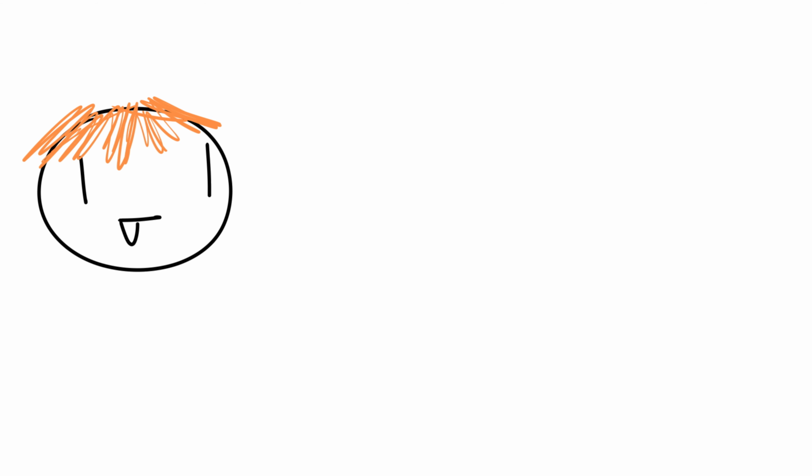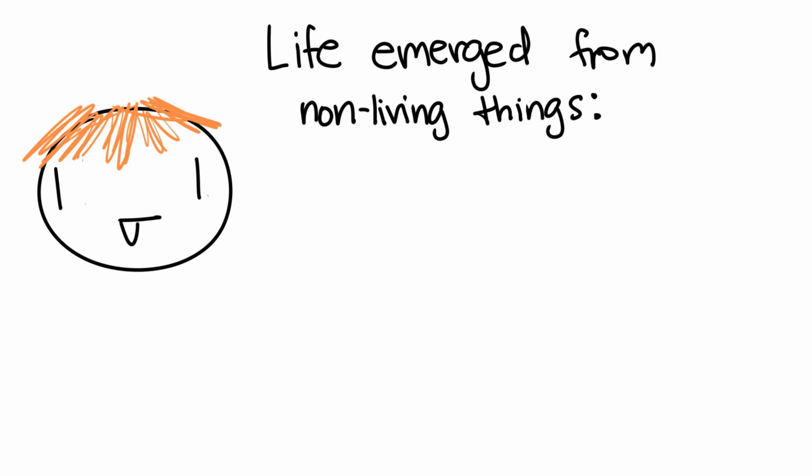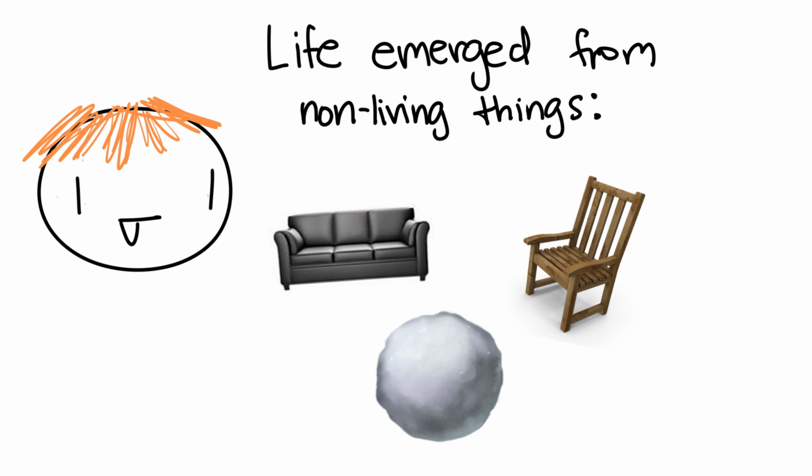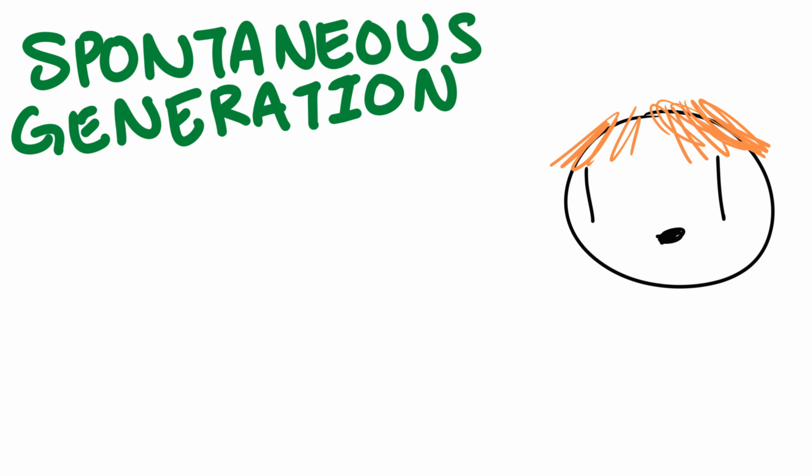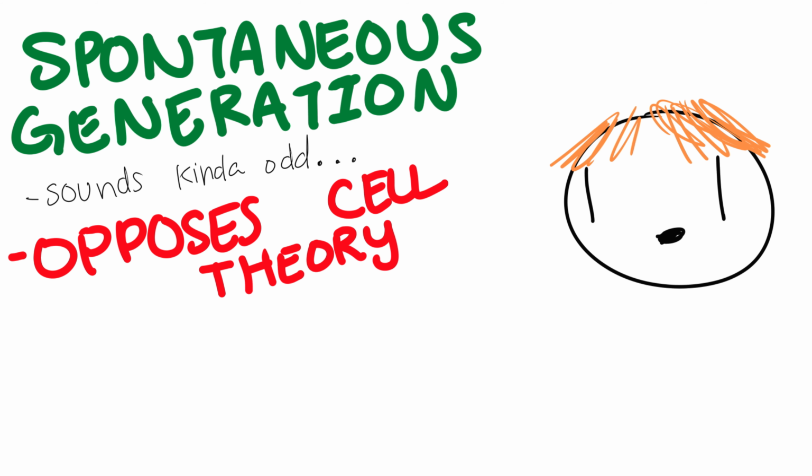So Aristotle came up with the spontaneous generation, which essentially explained that life emerged from non-living things, such as a couch, chair, or even snow. Now, if you think about it now, you may notice that spontaneous generation not only sounds odd, but it also opposes the cell theory too.